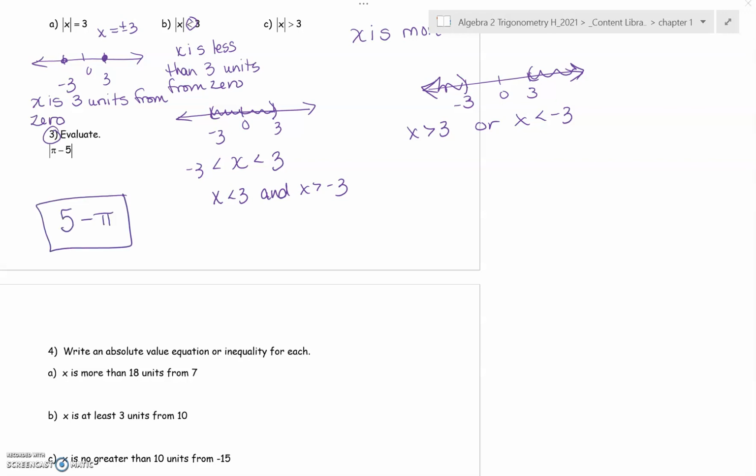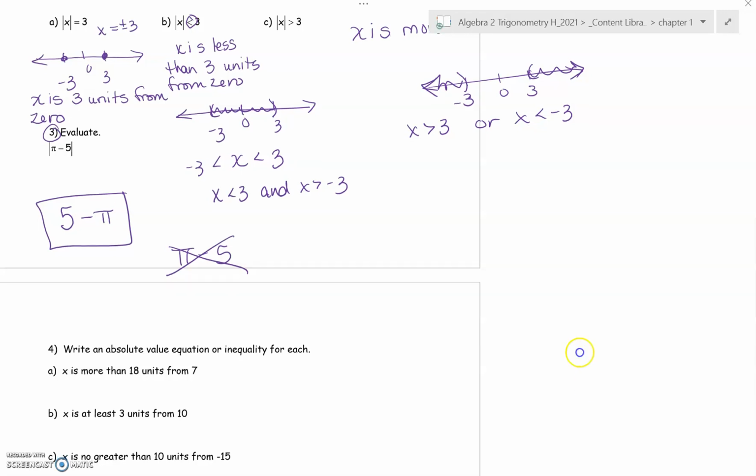Okay, so did you realize that you could write it as 5 minus pi? Because pi is approximately 3.14, so 5 is a larger number, and again, the absolute value is positive. So if you wrote pi minus 5, that actually would be a negative number, and that's why it's 5 minus pi. Okay, let's go ahead and take a look at number 4.